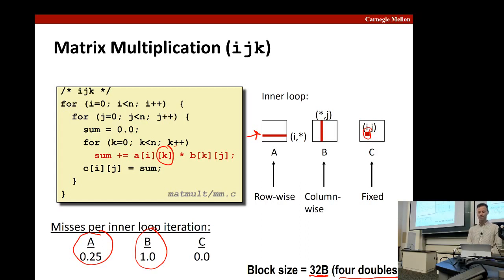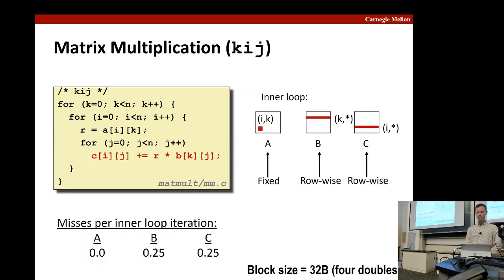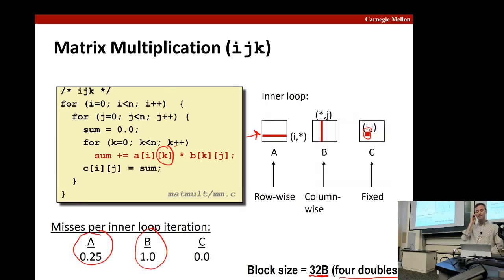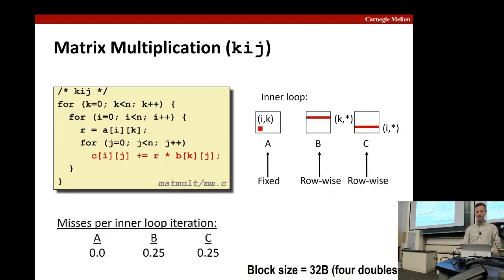Okay? So what if we rearrange the loops? Well, there's some rearranging that's not going to matter much when n is this much bigger than the cache size. So, for instance, in the supplemental slides, we show the case where these two are swapped, but k is still kept as the innermost loop, and the miss rates are identical. And you can look at the supplemental slides for that.